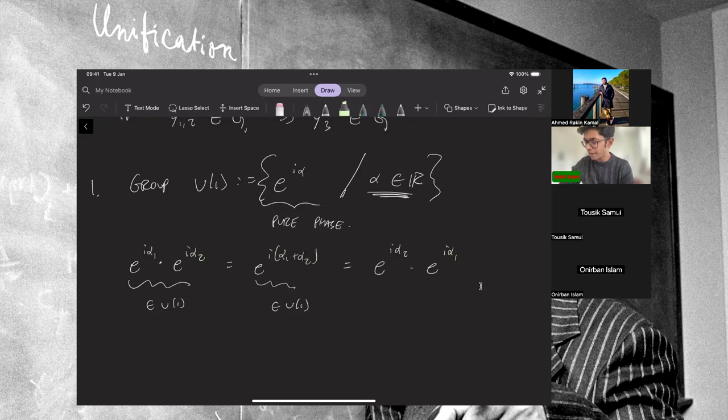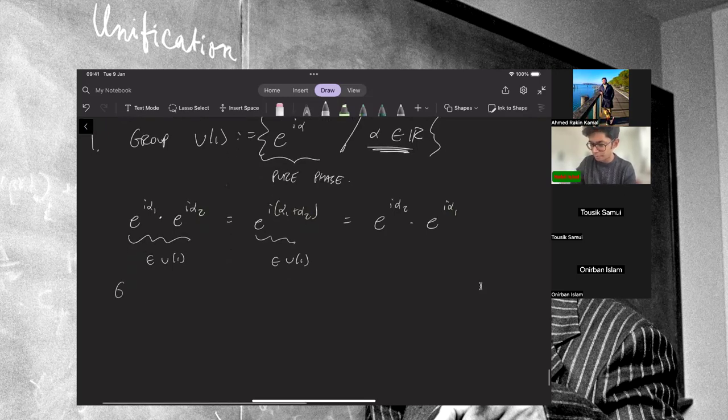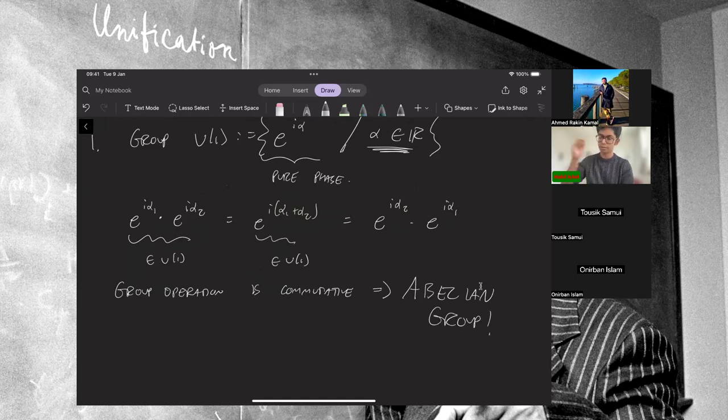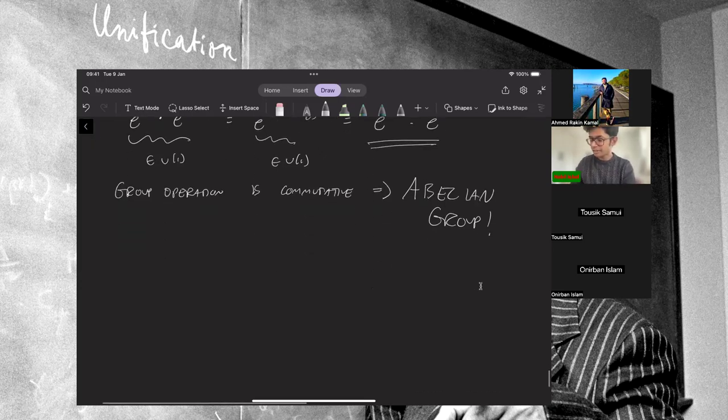And this fact, if the group operation is commutative, in other words, doesn't care about the order, that means this kind of group is called an abelian group. All right, so this is an abelian group, U1. Okay. Now here's another example.